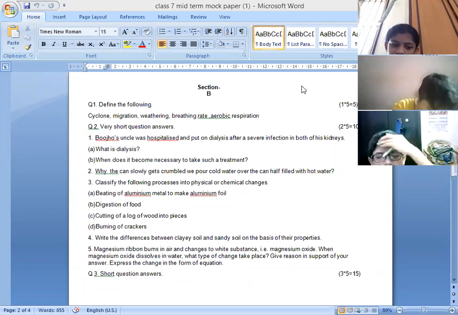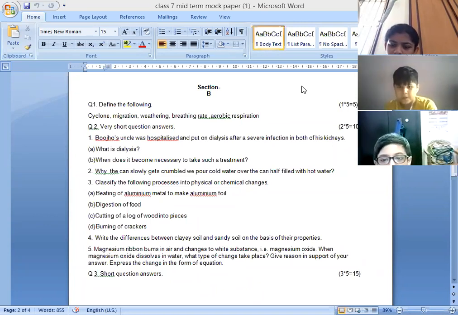Today we'll continue with the revision of the mock paper. Half of the mock paper was discussed yesterday. Let's continue with the next part of it. We were on question number 2, the very short answer type. I want to repeat question number 1.